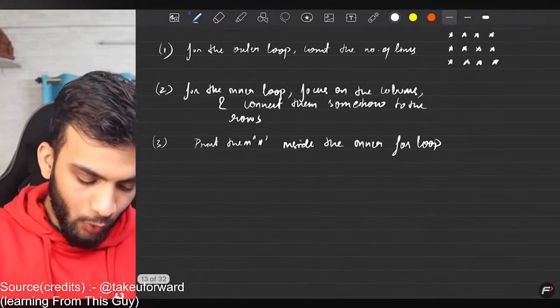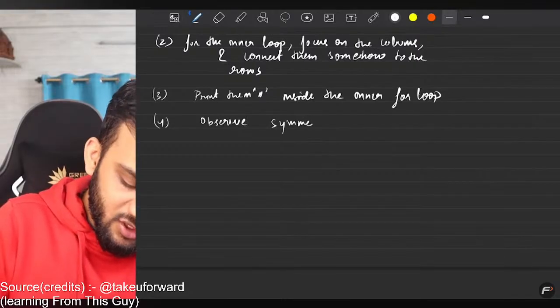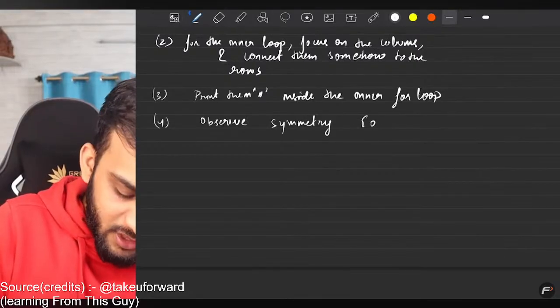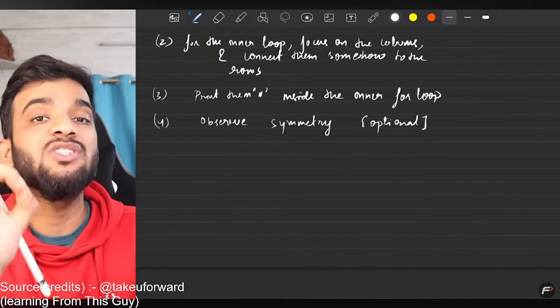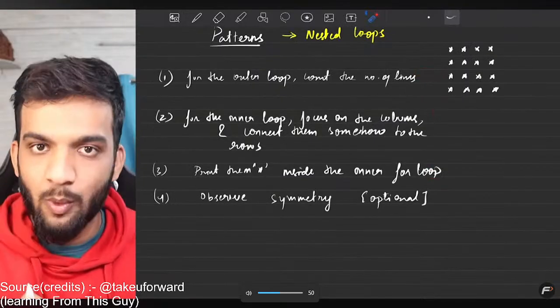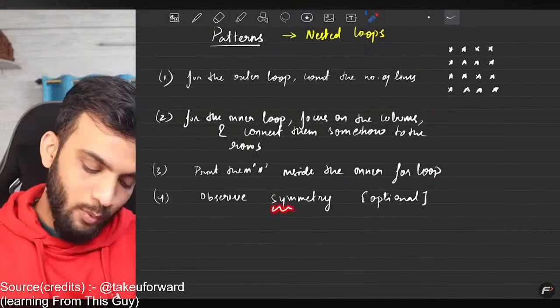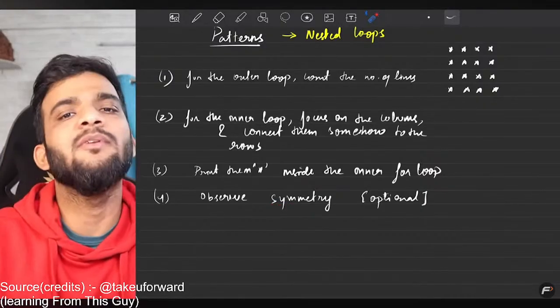The fourth one is to observe symmetry in case of some patterns. So this is an optional step. Why? Because this step will be only applicable to certain patterns, not to all the patterns. So the first three steps are mandatory, and the fourth step is an optional one. We will solve patterns which will require observing symmetry. So let's come to the first pattern. I'll be explaining this in depth, and then the next patterns we will be moving faster.